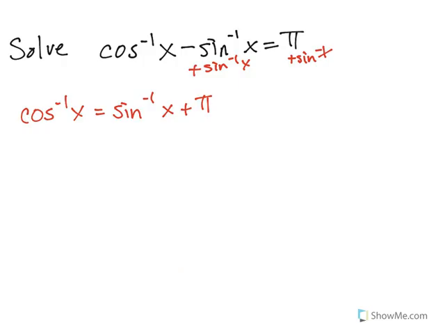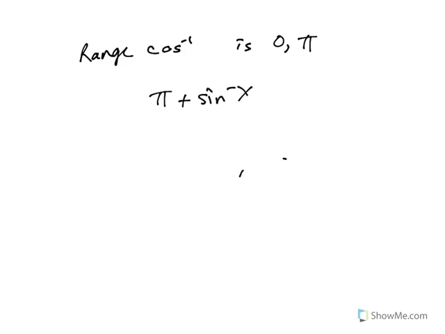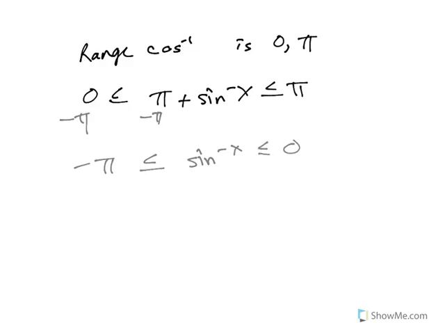Now, when we're thinking about what quadrant we are playing in, let's think through this. I'm going to go to a new page to think through this one. The range of the inverse cosine is 0 to pi. So we have pi plus the inverse sine, and that equals our inverse cosine, which has to be between 0 and pi. Well, if we subtract pi from both sides, we get negative pi less than the inverse sine of x, less than 0.